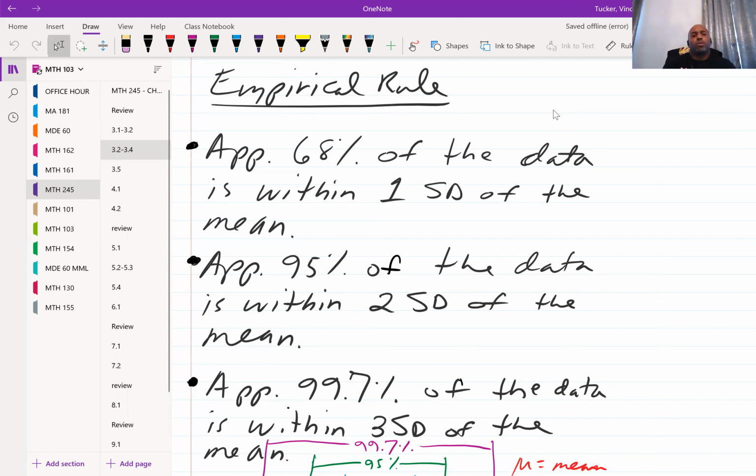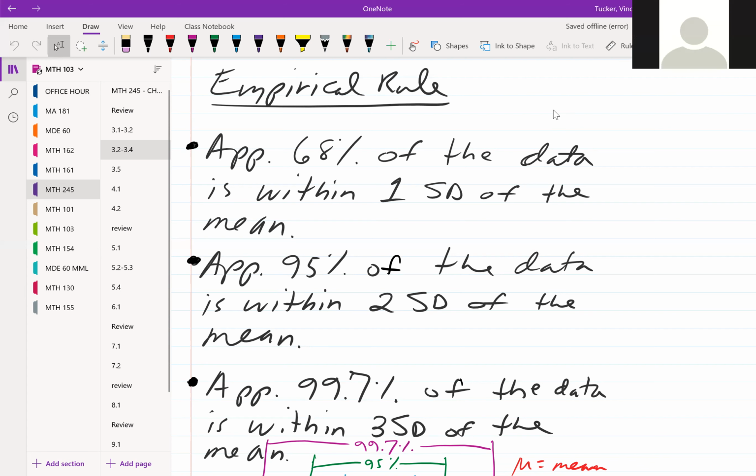All right. So the empirical rule says approximately, and I try to shorthand it a little bit, approximately 68% of the data is within one standard deviation of the mean. So that's SD, standard deviation of the mean. Approximately 95% of the data is within two standard deviations of the mean. And then approximately 99.7% of the data is within three standard deviations of the mean.